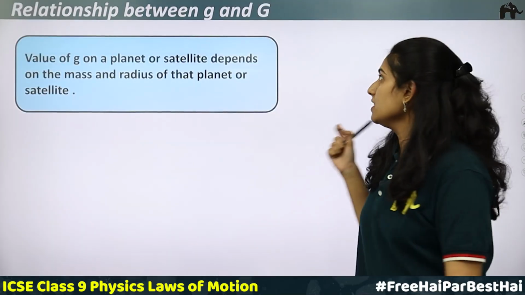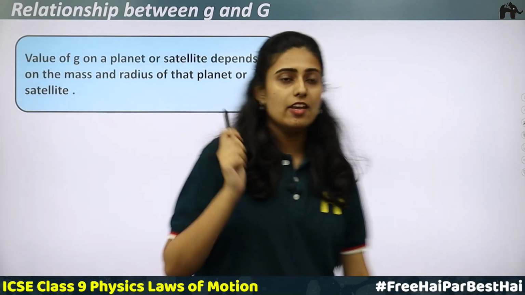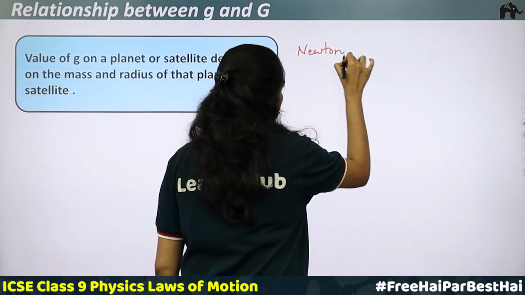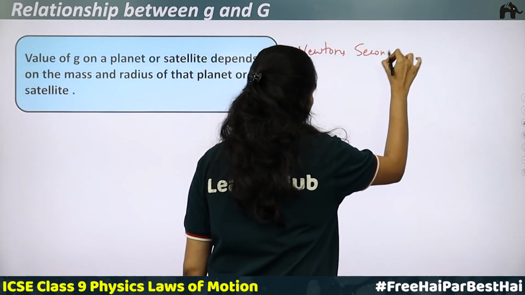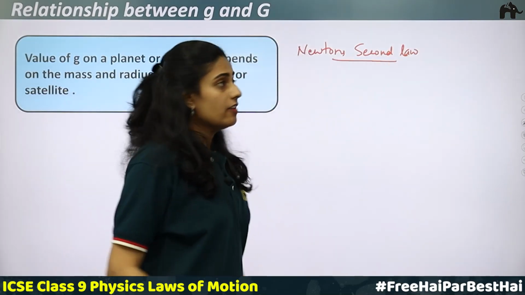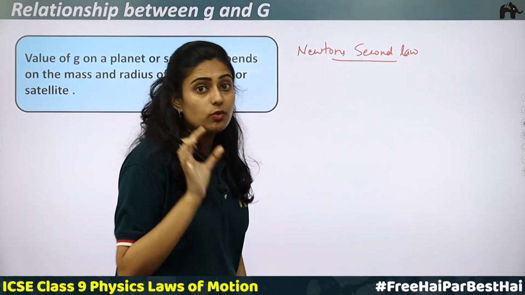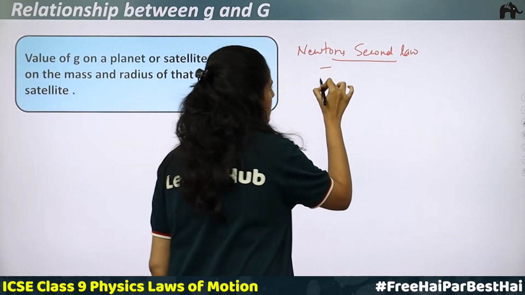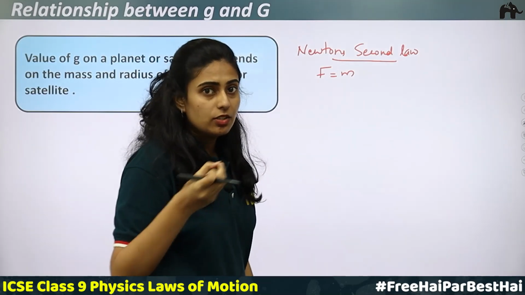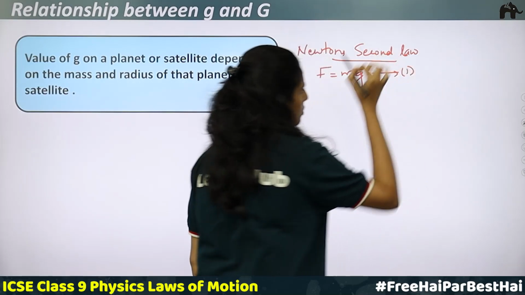Now, what is the relationship between acceleration due to gravity and gravitational constant? We have studied Newton's second law of motion. So, according to Newton's second law of motion, we have derived the equation of force. Okay. We have got an equation for force. What was it? F is equal to ma. So, here the acceleration is acceleration due to gravity. So, F is equal to mg. Take this as the first equation.